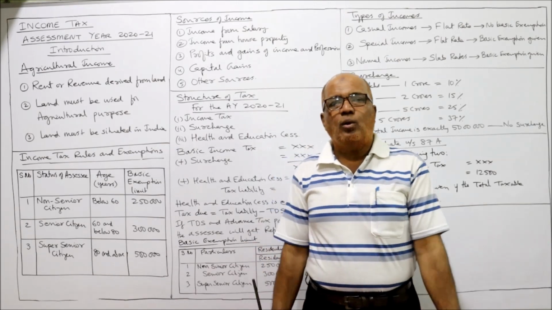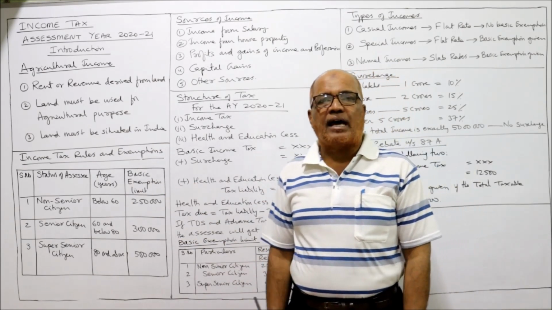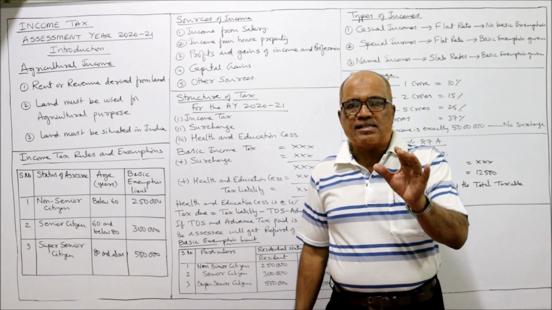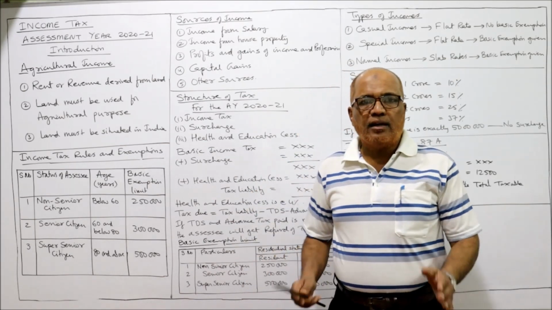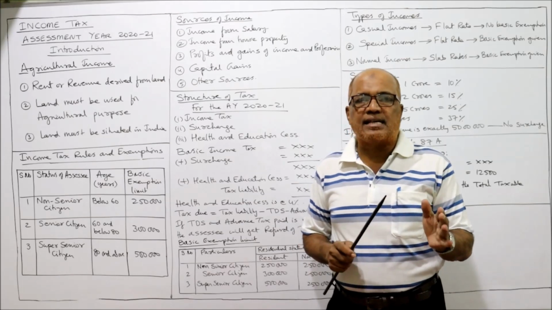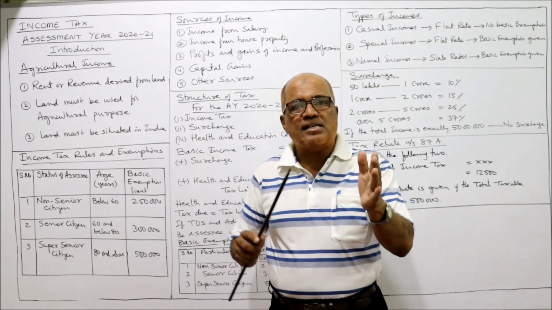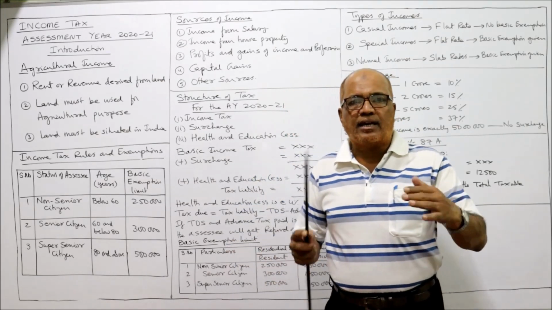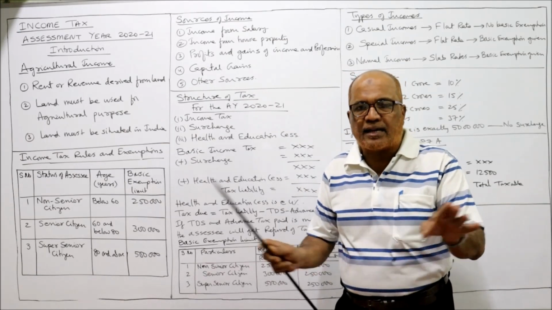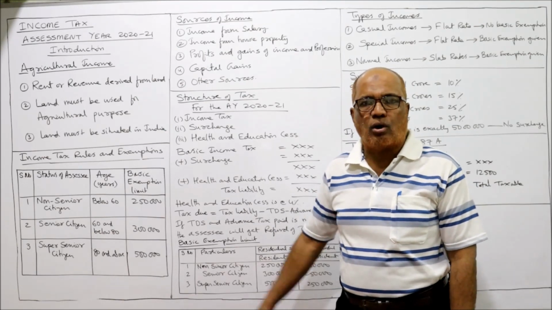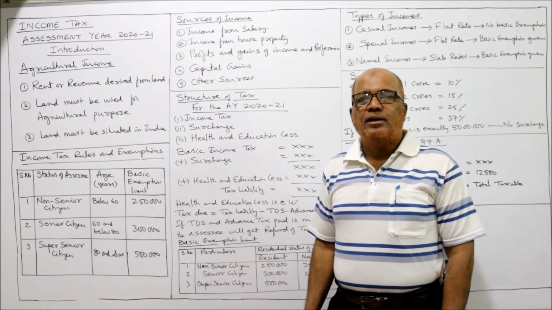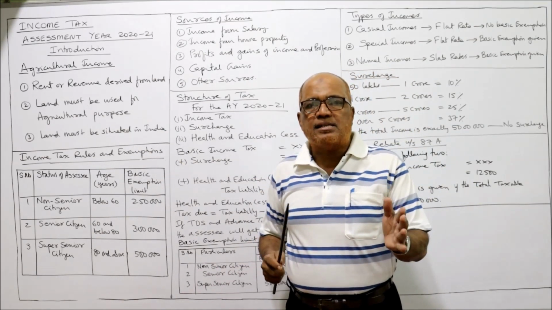So what is the reason why agricultural income is exempted from tax? The reason is that agricultural income is a state government subject. So the Income Tax Act says agricultural income is a state government subject. So they can implement, but the Income Tax Act 1961 will not charge tax on agricultural income. So agricultural income is exempted from tax.